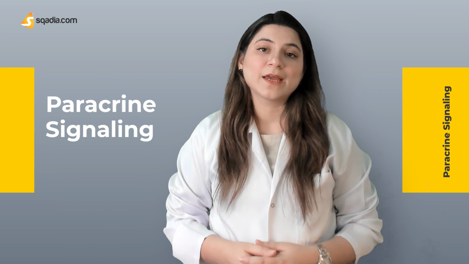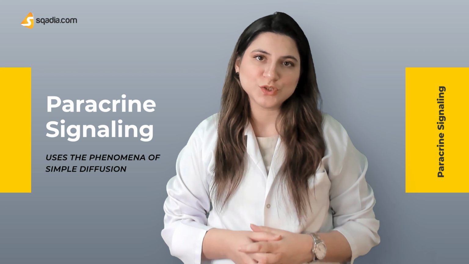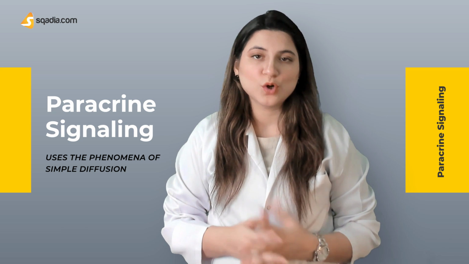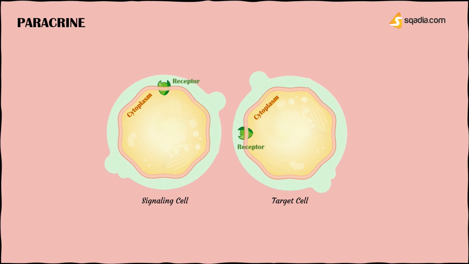Paracrine signaling is a short-distance signaling type that uses the phenomenon of simple diffusion to send a signal to the target cells and elicit a response over a short period of time. By definition, paracrine signaling refers to the communication via the release of ligands or chemical messengers between two cells that are in close proximity to each other. The nearness of the cells ensures that the signal diffuses through the cell membrane to reach the target cell.